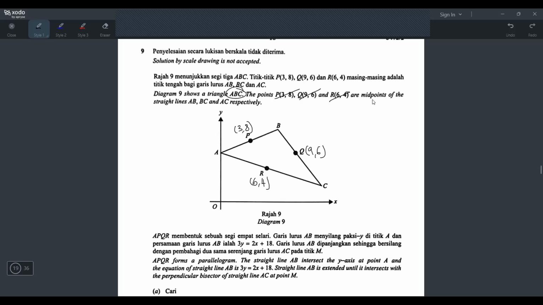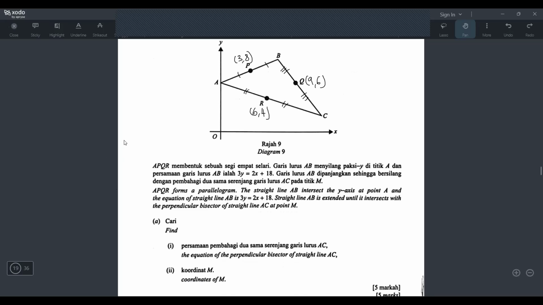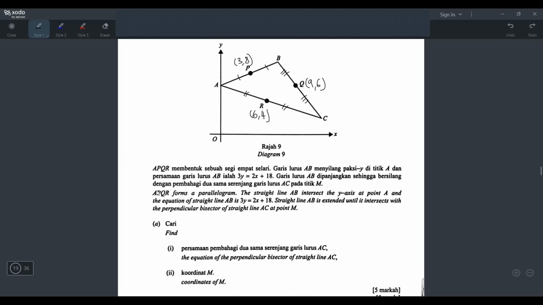So they say PQR are midpoints of the straight line AB, BC, AC. It means sini sama panjang dengan sini, sini sama panjang dengan sini, sini sama panjang dengan sini. And if you want to write the ratio, it will be 1:1, 1:1, 1:1. Okay, because when it's midpoint, the ratio will be 1:1. Okay, I already labeled everything. Now let's read what else here.